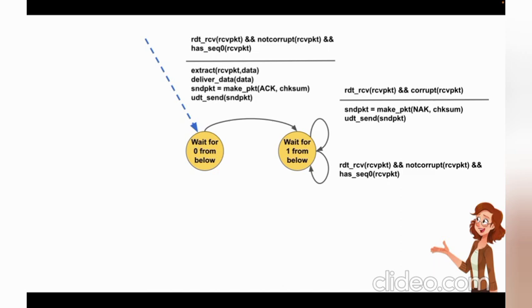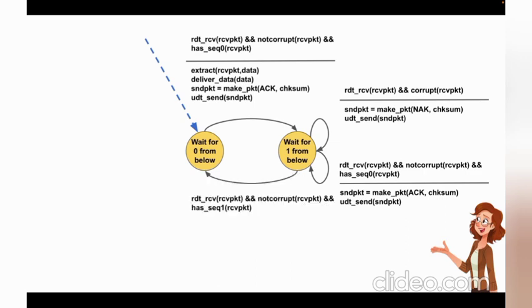Further, if the received packet is not corrupt, but it has sequence 0. Now, in this case, it was waiting for call 1, that is a packet with sequence number 1, but it got a packet with sequence number 0. So it will resend the positive acknowledgement which was corrupted earlier along with the checksum, and it will send it to the underlying layer.